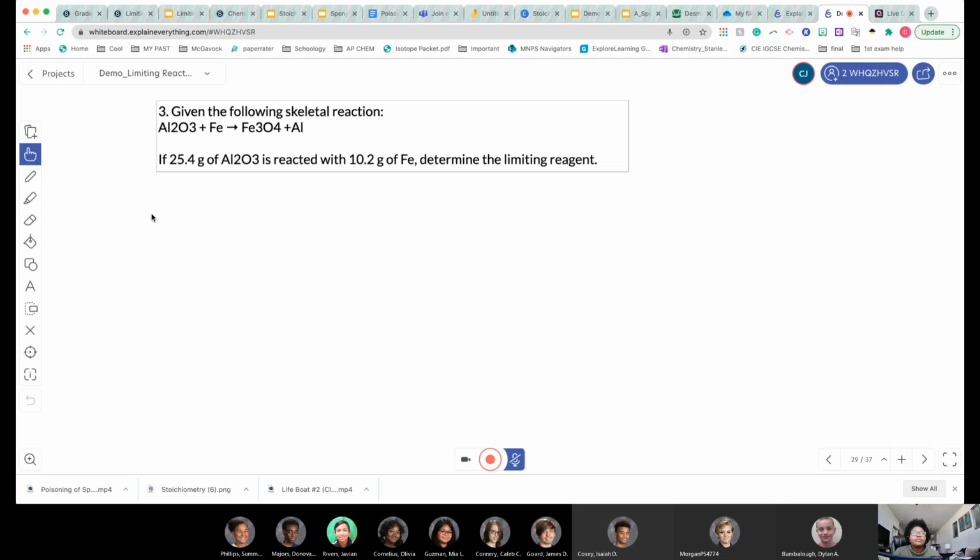If 25.4 grams of Al2O3 is reacted with 10.2 grams of Fe, determine the limiting reagent. All right, cool. So first, let's balance this bad boy, right?